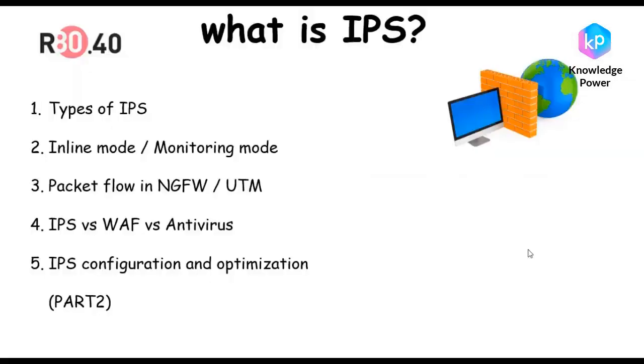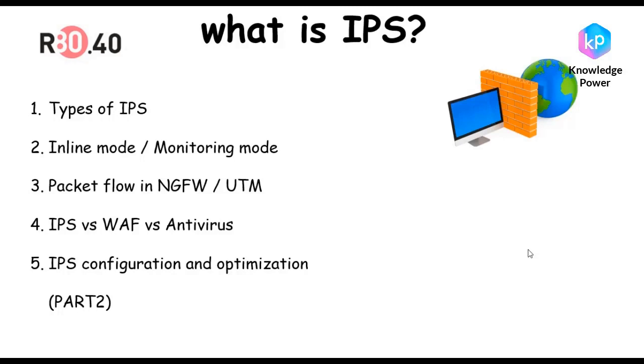This is another, a little bit advanced lesson, and we're going to be speaking all about IPS, about different types of IPS. We're going to check the packet flow in our UTM. We're going to learn the difference between IPS and a web application firewall, and the difference from antivirus. And the second part of this will be a lab where I explain the IPS configuration and how to optimize that in a Checkpoint environment.